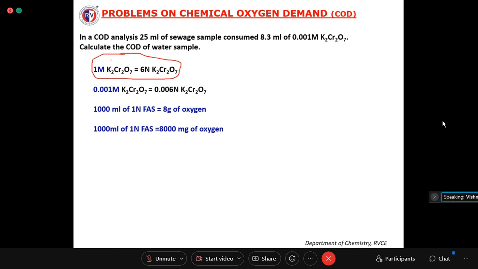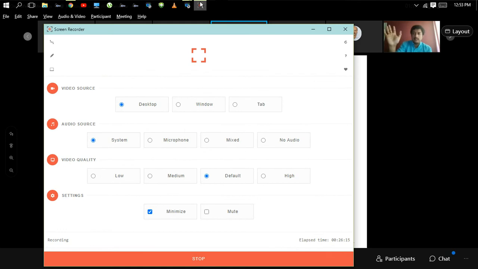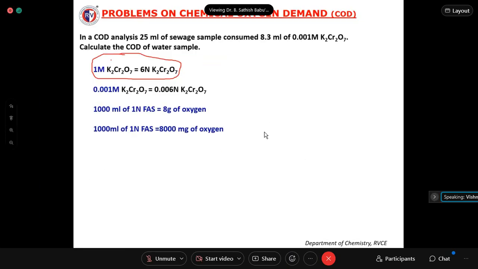Then 1000 ml of 1 normal FAS, generally we will express in milligram. That's why I made it 8000 milligram. That's all, just conversion. Again, one more thing you should remember: 1000 ml of 1 normal K2Cr2O7 is also equal to 8000 milligram of oxygen. Why is it so? 1000 ml of 1 normal K2Cr2O7 means gram equivalent weight of K2Cr2O7 equal to gram equivalent weight of oxygen. That is also valid.